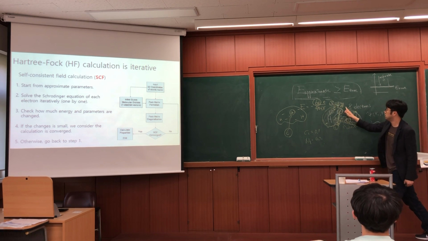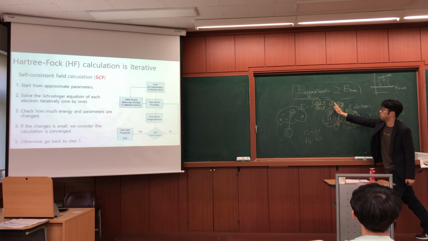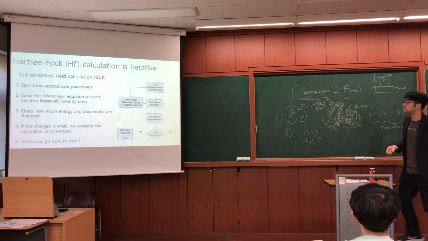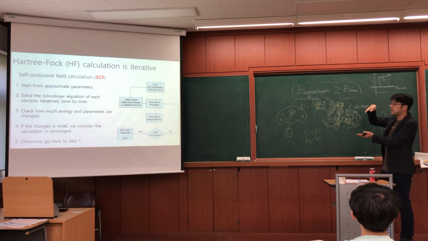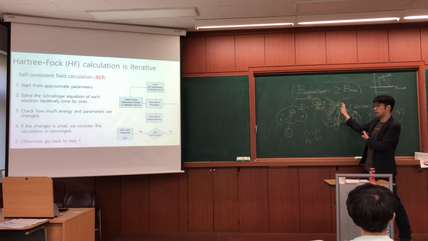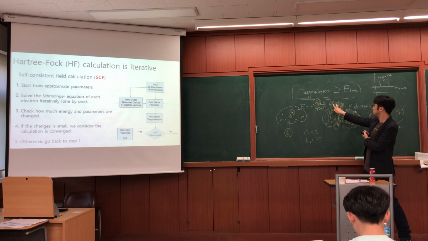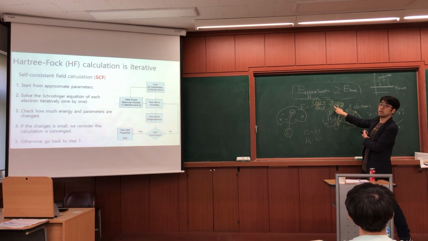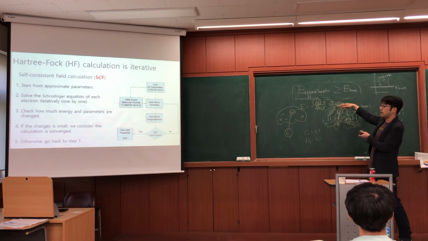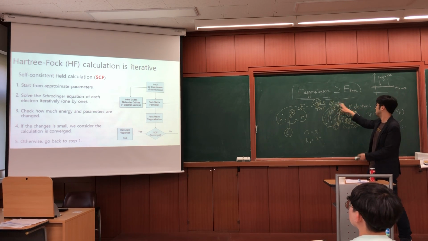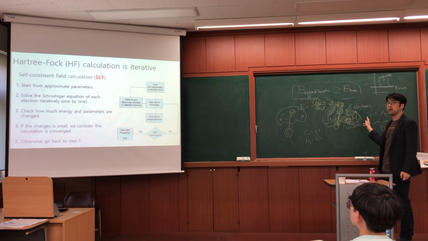So we solve this one, and after that, we solve the Schrödinger equation of electron number 1 again, and if the energy changes a lot, then we solve them again. And after that, we solve the Schrödinger equation of electron number 1 again, and if the energy change is small, it means that all these parameters are quite good.